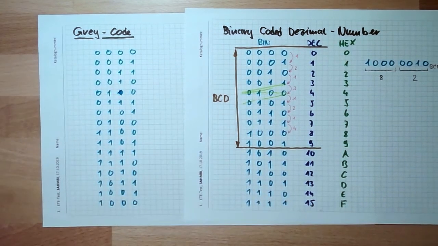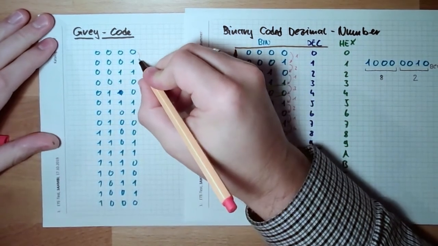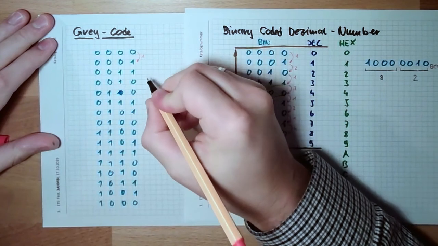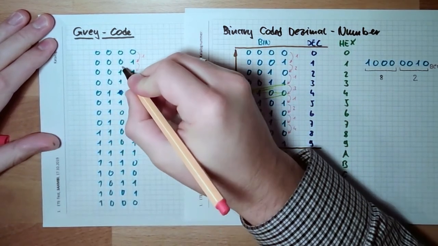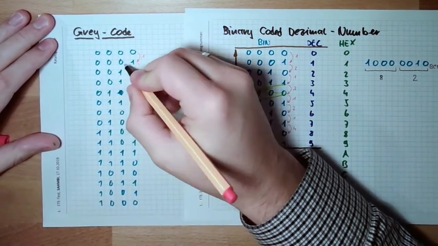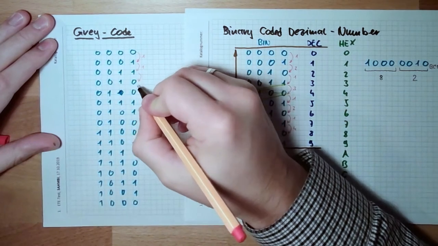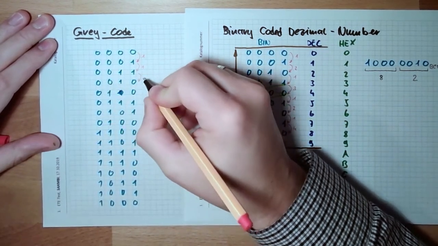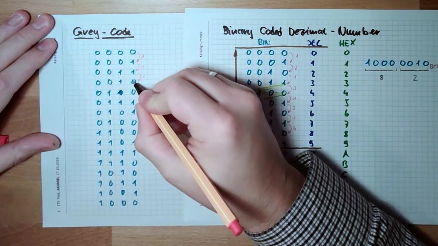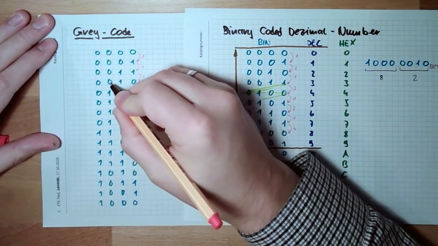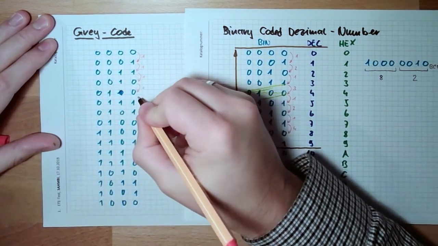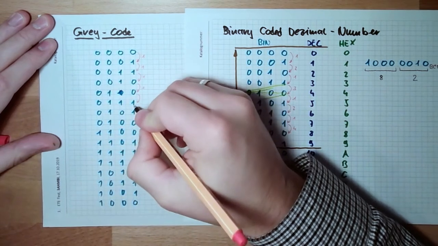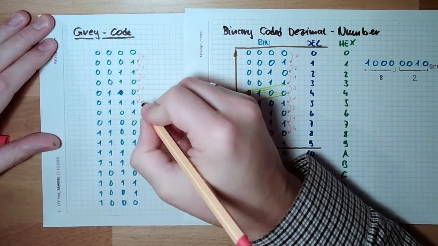And now, let's see how many bits are changing. From here to here, one. From here to here, equal, equal, equal, one. From here to here, one, zero, zero, zero, one. From here to here, zero, zero, one, zero, one. From here to here, one, no, no, no, one.